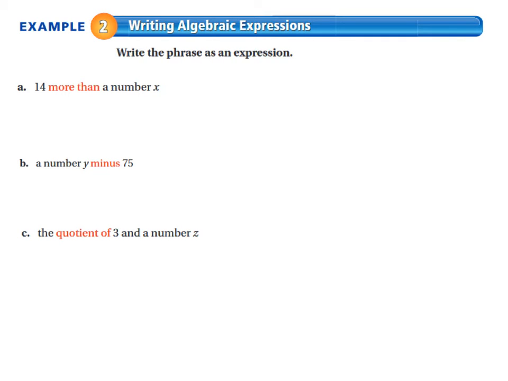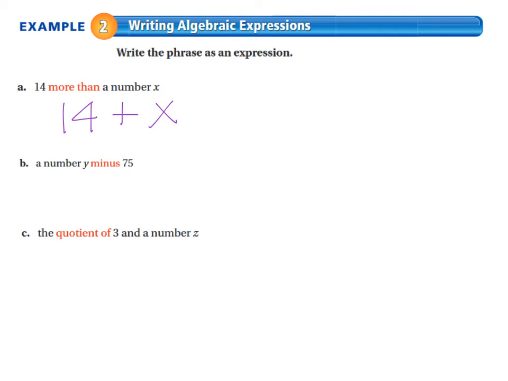Example 2, writing algebraic expressions. Write the phrase as an expression. Numerical expressions deal with numbers. Algebraic expressions deal with variables in algebra. So part A, 14 more than a number x. More than indicates addition, so we'll write 14 plus x. It says a number x because x represents a number. We just don't know what number it represents.